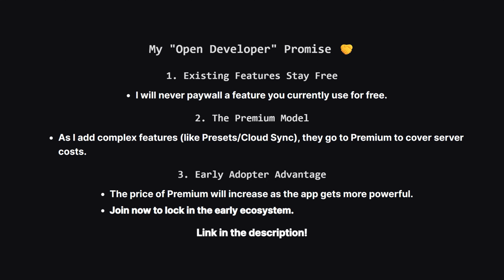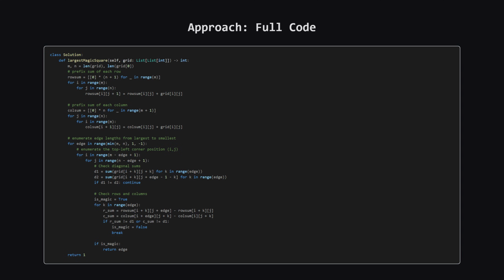Okay, we've talked about the big picture and the logic. Now let's see what this looks like as actual code. I'll put the full solution up on the screen first, and don't worry. After that, we'll walk through the most important sections together. Alright, here is the complete Python solution. It might look a bit long, but it breaks down into 3 simple parts: building the row sums, building the column sums, and then the main loop where we check squares.